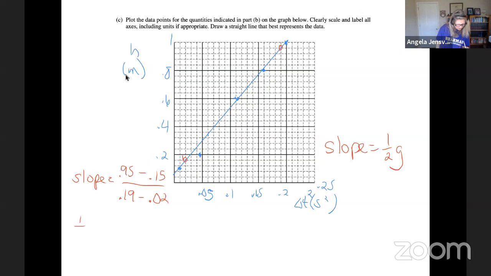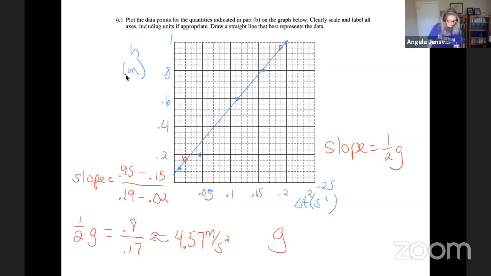Okay, so slope, remember slope is 1/2 g. So 1/2 g is equal to, what is that, 0.8 over 0.17. I don't know what that is, but when I did this earlier using a better line, I got 4.57. So I'm putting a squiggle there. That means approximately equal to, but not really. I'm just doing this in the interest of time. Okay, so 4.57 meters per second squared. That's half g. So then what is g? G would be twice that, 9.1 meters per second squared.